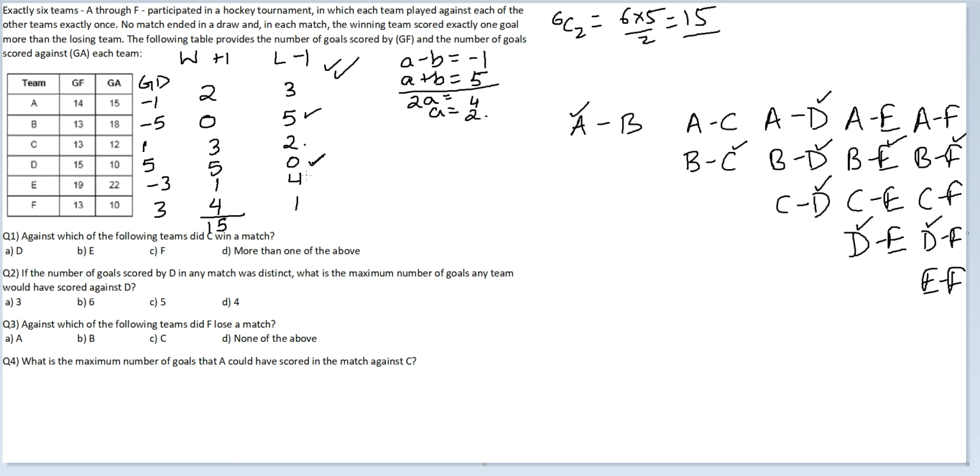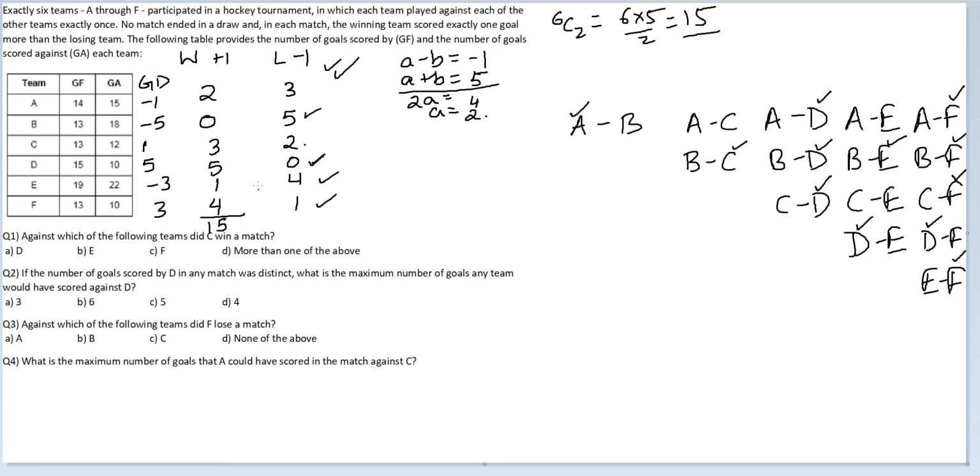Again, among the remaining options, look at the extreme cases. The extreme cases are E and F. Let's look at F. F is supposed to lose 1 match and he has already lost to D. So in the remaining matches, he will definitely win. So there are 4 matches in which F is winning, 1 match in which he is losing. Done. F's work is done.